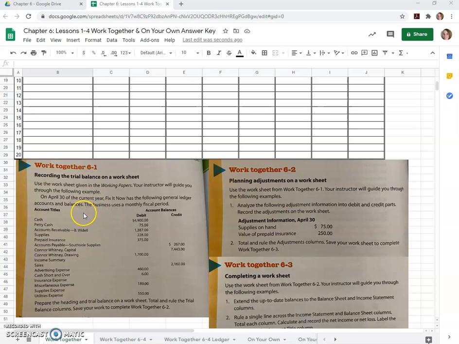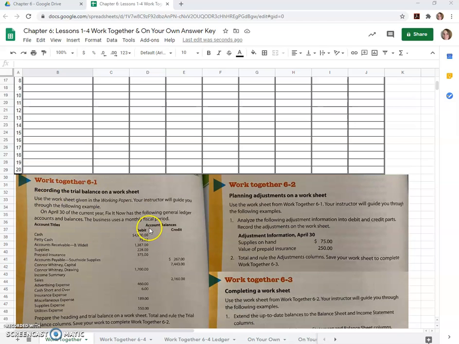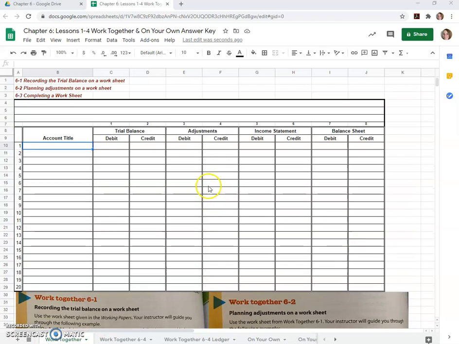That's me. On April 30th of the current year, Fix It Now has the following general ledger accounts and balances, and the business uses a monthly fiscal period. Okay, so that's important. We need to know that it's monthly, and April 30th, Fix It Now is the company name. So the first thing we need to do is prepare the heading.